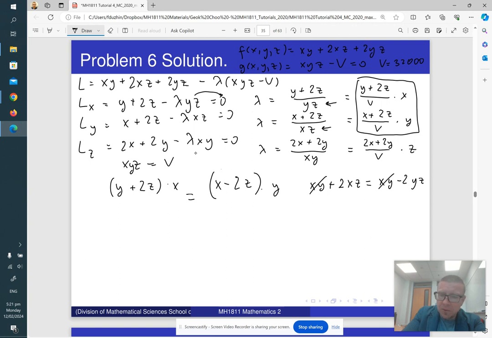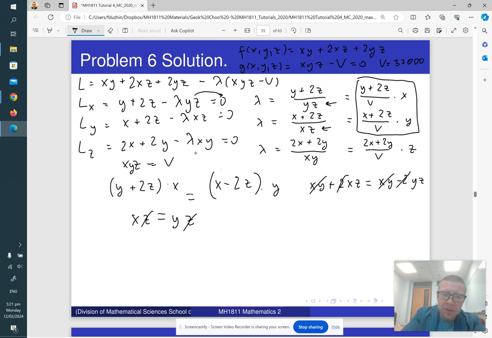Now I can move this to the left hand side and cancel by 2 also. So xz minus, actually I don't even have to do it. So xz, I don't even need to move this to the left hand side. So xz equals yz, and notice that I can cancel by z.